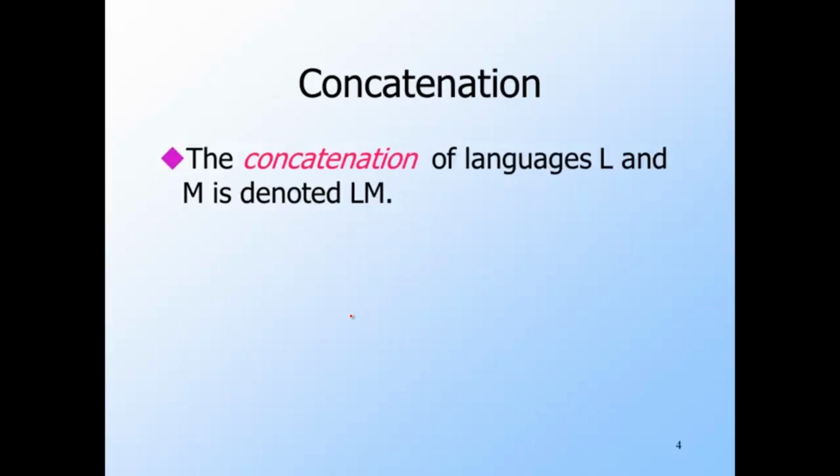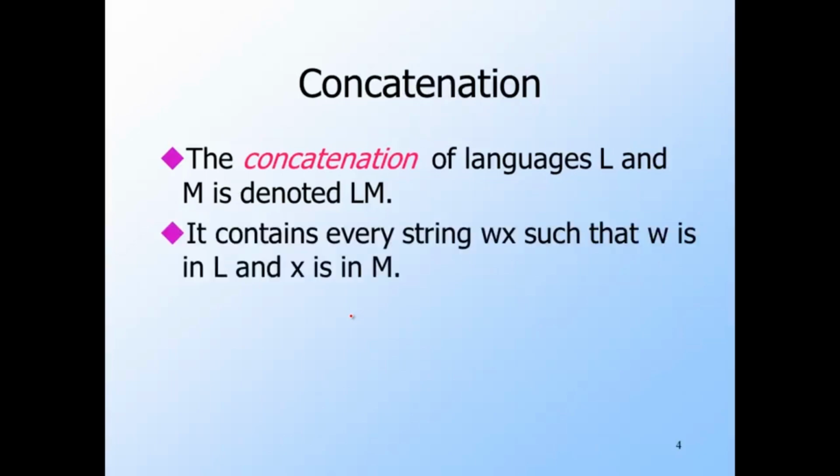Okay. Concatenation is also a fairly simple operation. We'll denote the concatenation of two languages, say L and M, by juxtaposition, that is, L, M with no punctuation in between them. The language LM contains every string that is W concatenated with X, such that W is in L and X is in M.